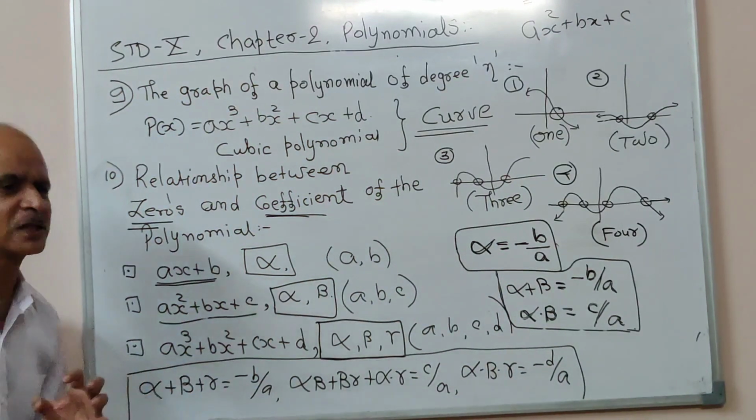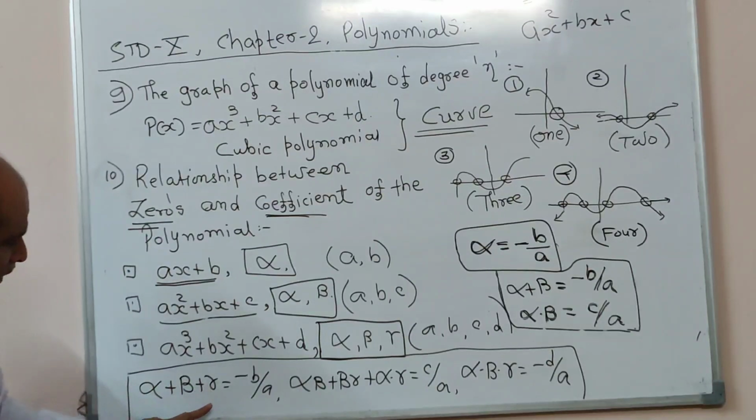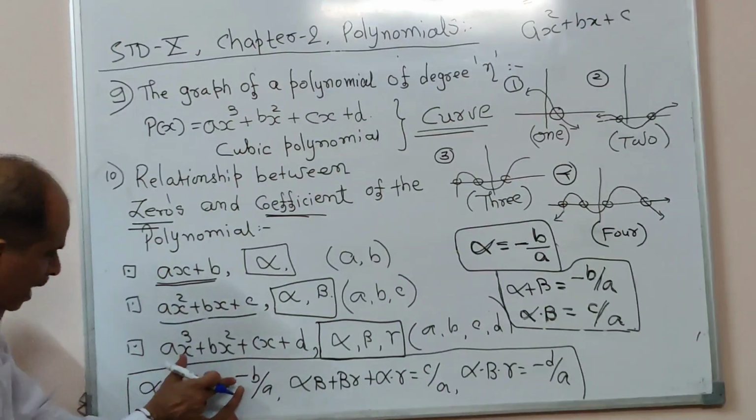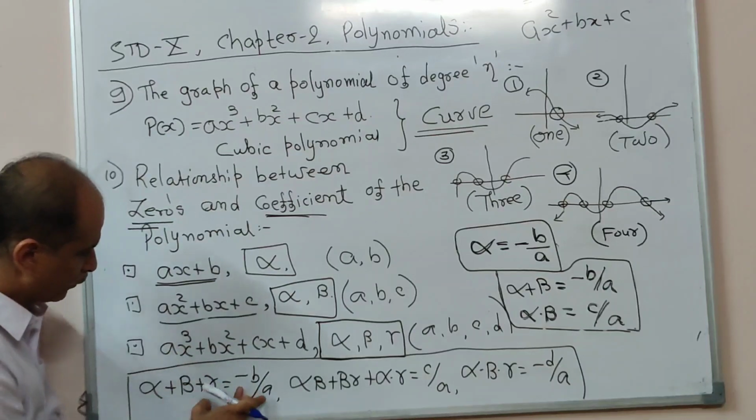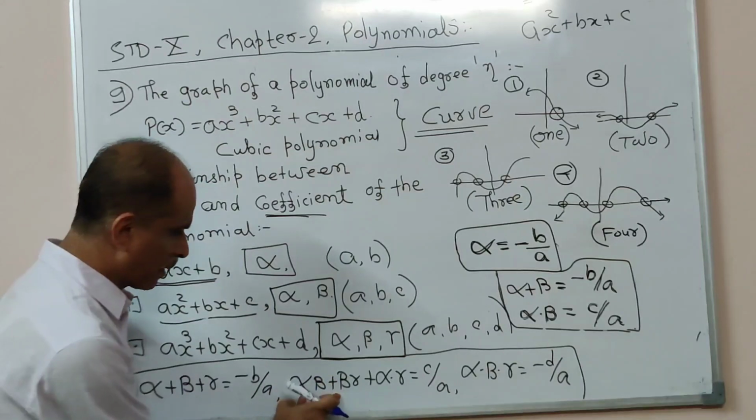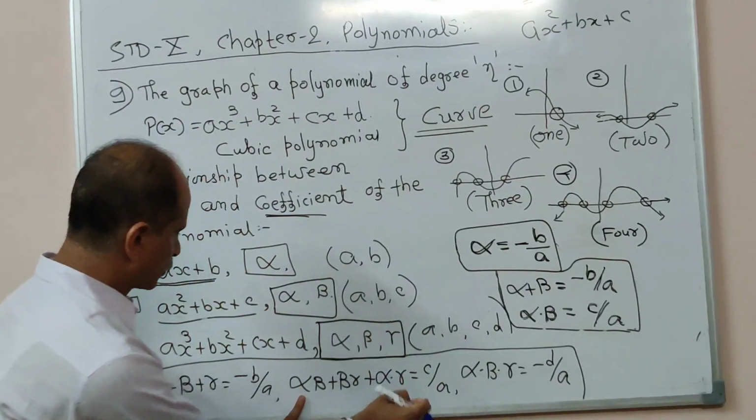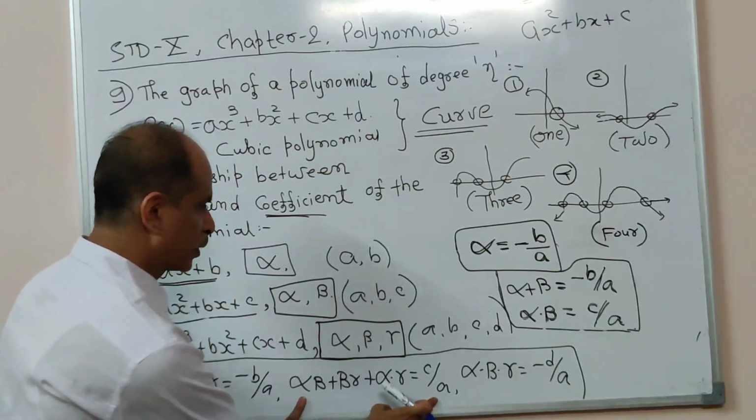You can also write this formula in words. That is, alpha plus beta plus gamma is equal to minus b by a, meaning minus coefficient of x square upon coefficient of x cube. Alpha into beta plus beta into gamma plus alpha into gamma is equal to c by a. C means coefficient of x upon coefficient of x cube.